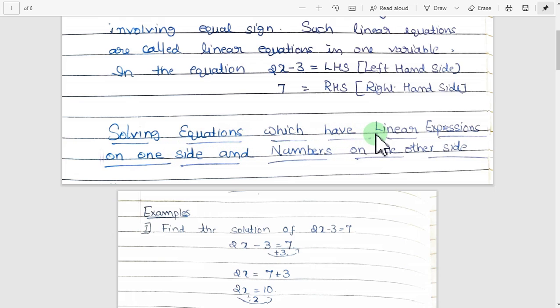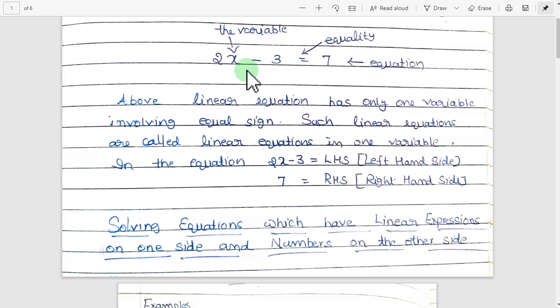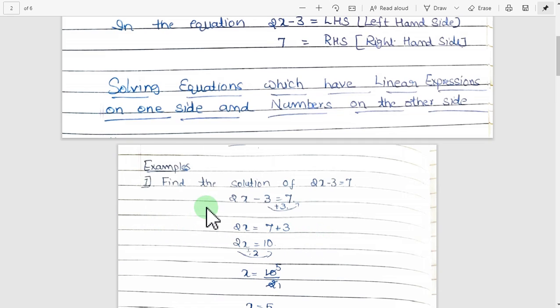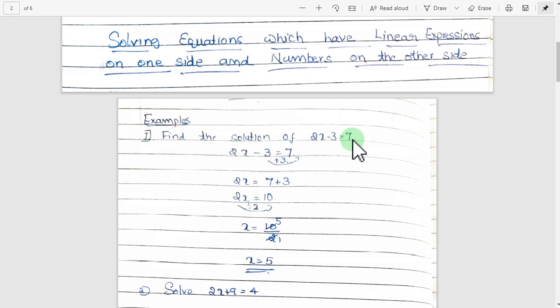Solving equations which have linear expressions, that is algebraic expressions, on one side and numbers on the other side. See the example: find the solution of 2x minus 3 is equal to 7. The method of solving the equation you have learnt in 7th standard. The same method again I am explaining to you. So 2x minus 3 is equal to 7. Now we have to find the value of x.